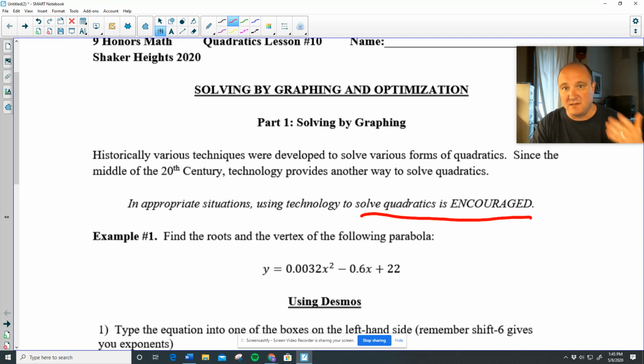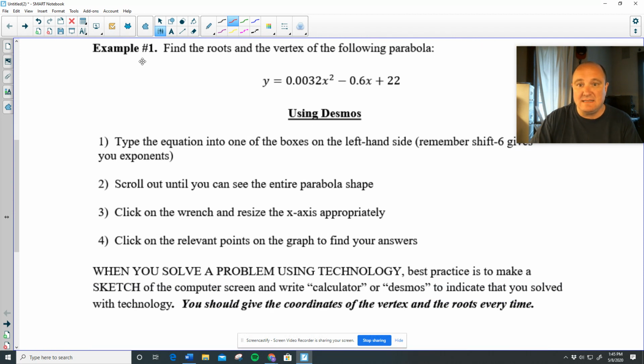If you're in the real world and you're doing some of this math someday, you're not going to be sitting there factoring. Most of the time, you're going to actually use technology. So let's look at something like this. Let's say in example 1, I want to find the roots and the vertex of this parabola. So I've got y equals 0.0032x squared minus 0.6x plus 22.